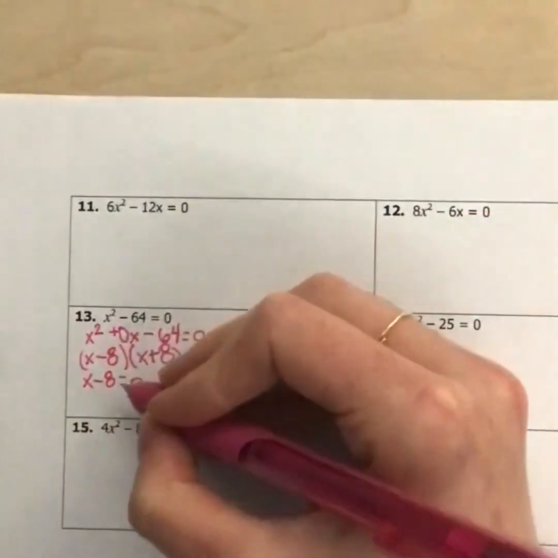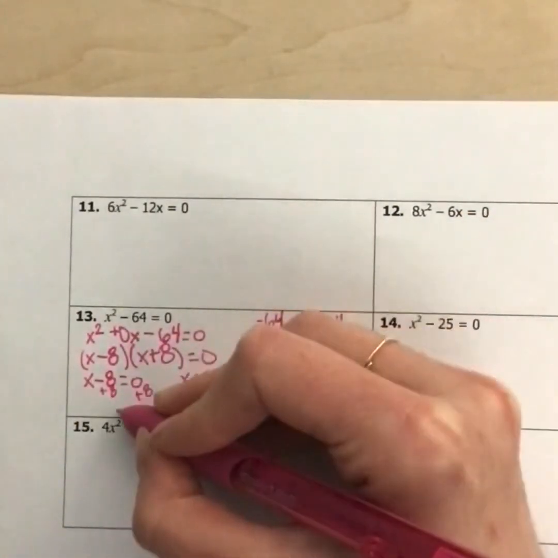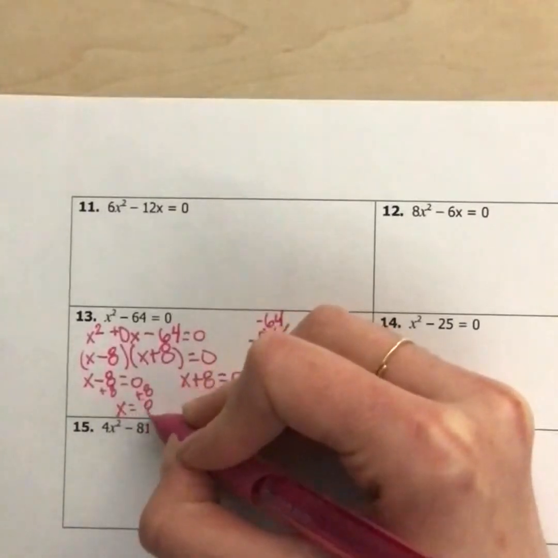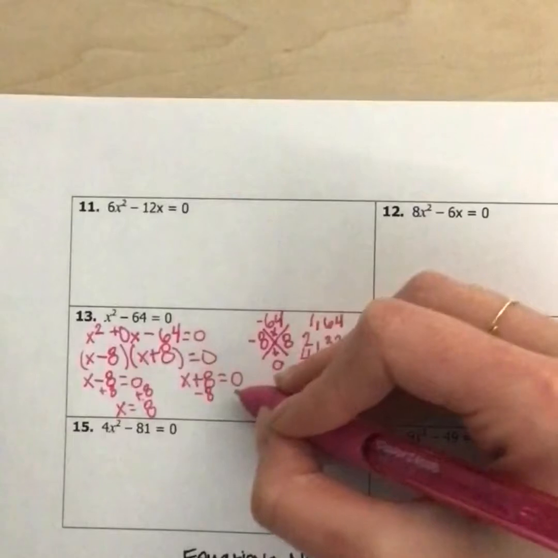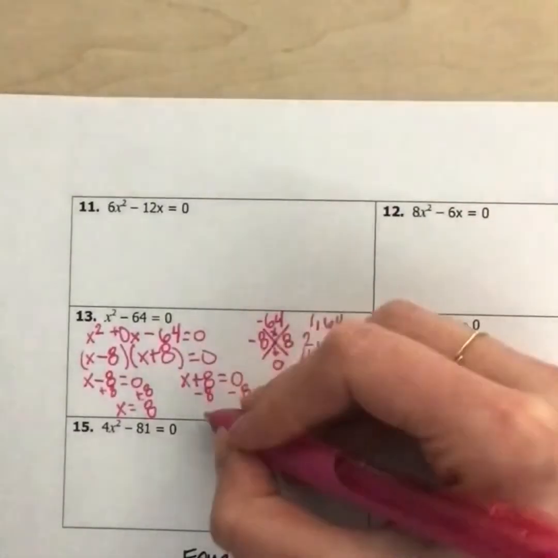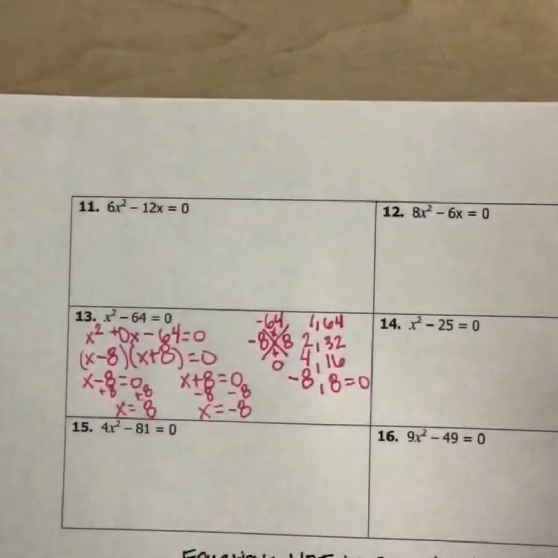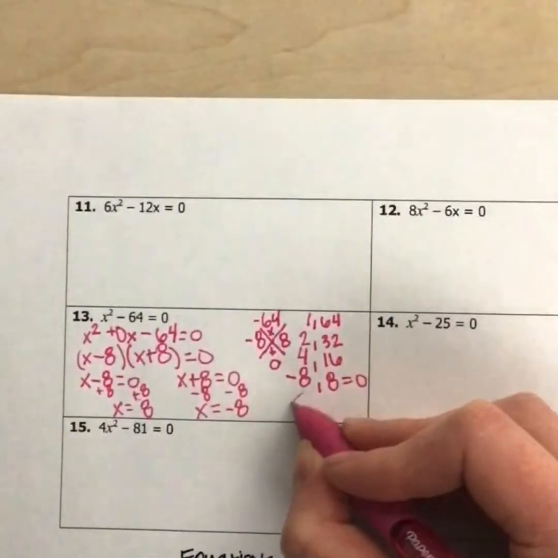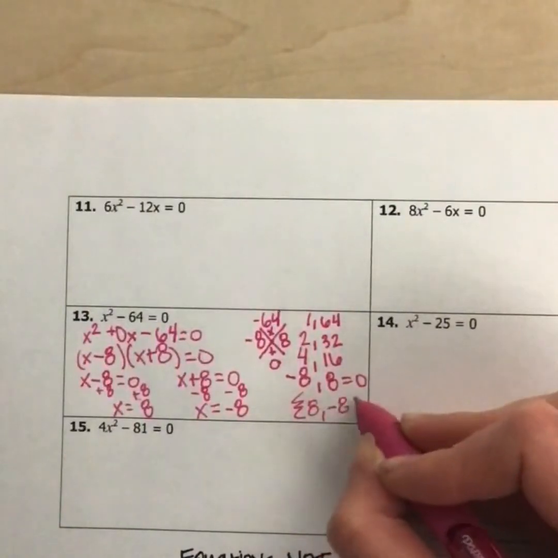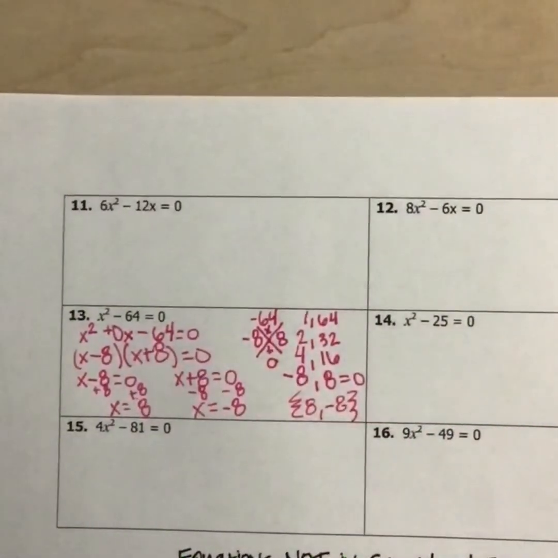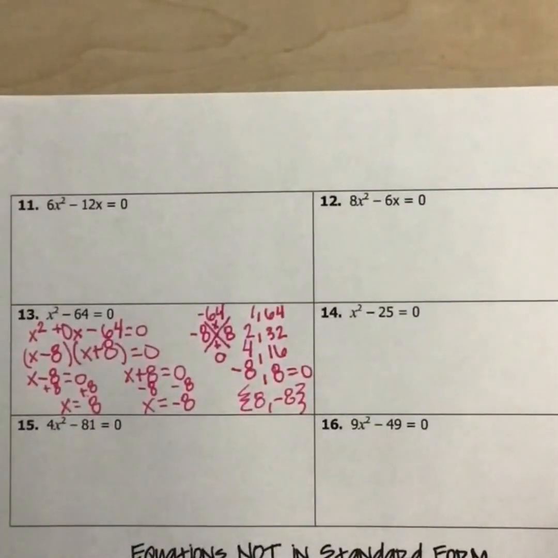Solving for x in both of these, I would add 8 on this one. So I would get x equals a positive 8. And for this one, I have to subtract 8 from both sides. So that would give me x equals a negative 8. And we can write our final answer in those curly brackets: 8, negative 8.